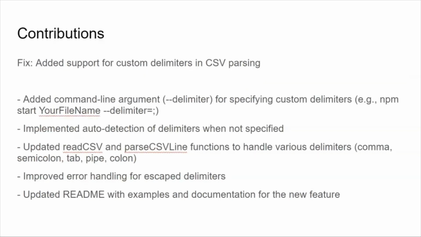So our contribution was that we fixed this and added support for custom delimiters. First we added a command line argument, dash dash delimiter, for specifying custom delimiters. So now the npm start command, your CSV file's name, and dash dash delimiter would work. You put dash dash delimiter equals and then whatever delimiter you want to use. So in this example, a semicolon.